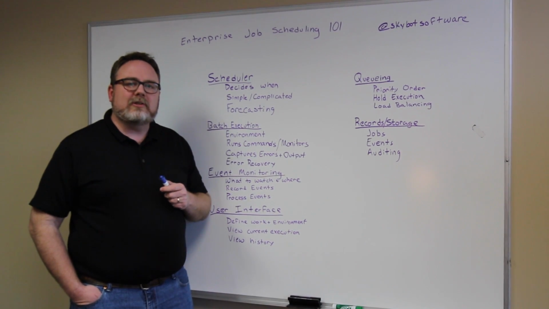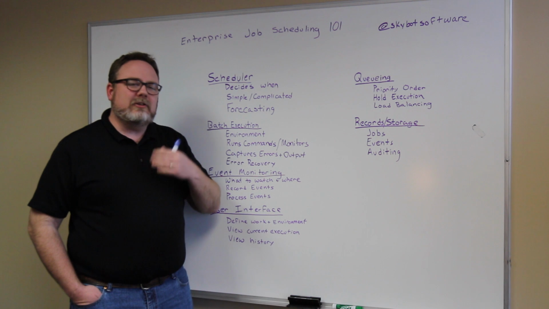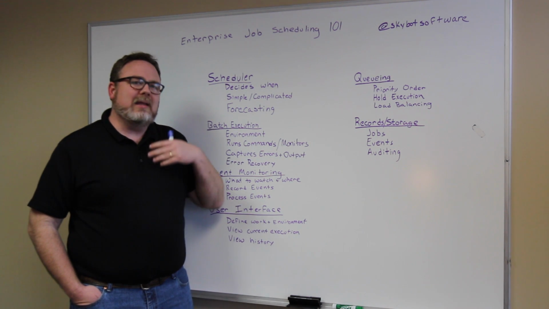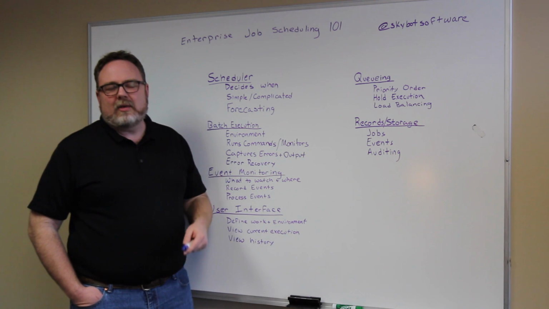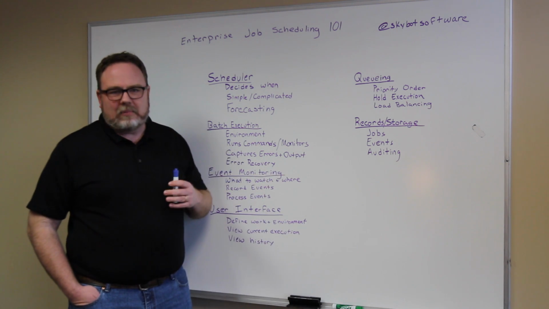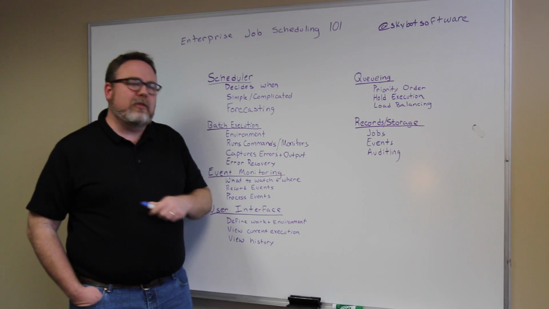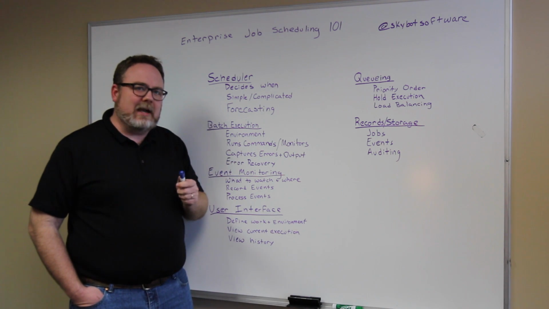All right, so let's talk about the scheduler first. The scheduler decides when the jobs are going to run. That's usually user defined. It can be as simple as run this job every 15 minutes or run it at 2 o'clock on Tuesday, or it can be as complicated as running a job the third day from the end of the month, but not if it's a weekend, and if it's a weekend, run it on Friday.